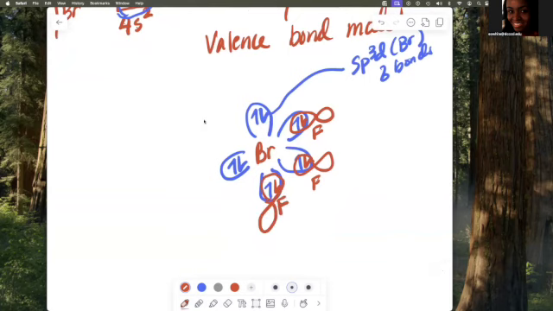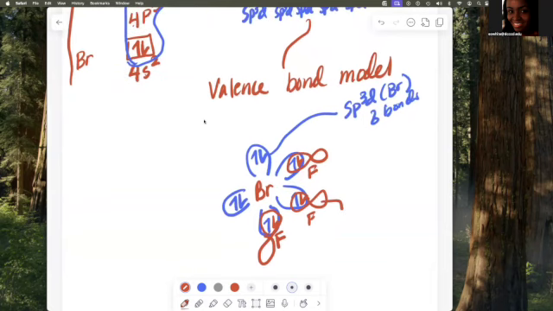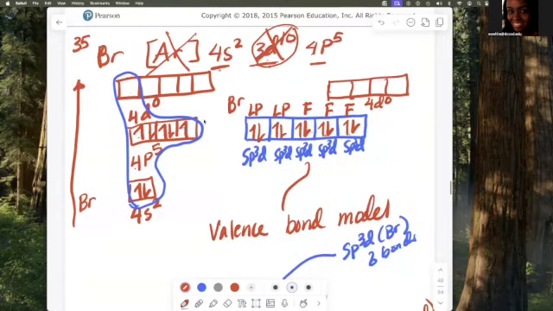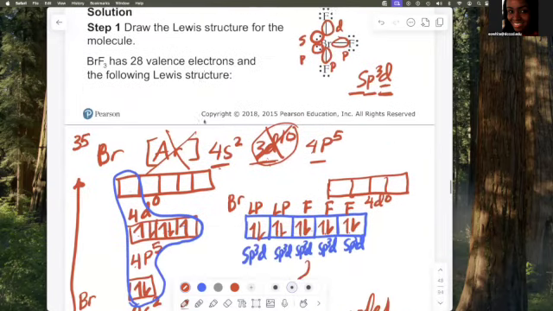So this has to be consistent. Fluorine uses the p orbital to form a sigma bond. I don't know how to designate that, but y'all know what I'm saying. Of course, they did a better job with this, but this has to be consistent with the Lewis structure up here. And that's how we built this.